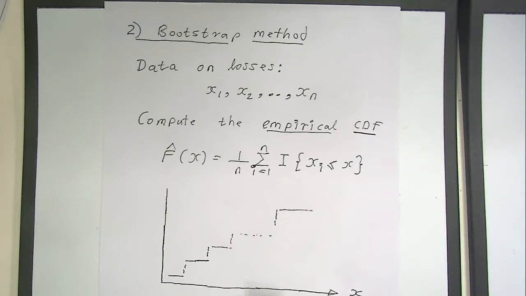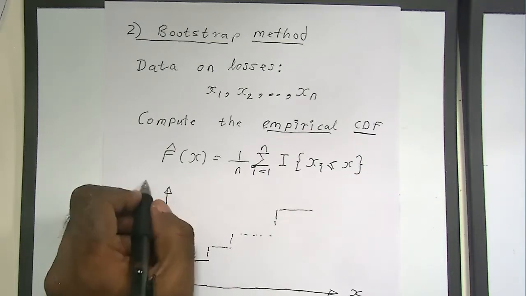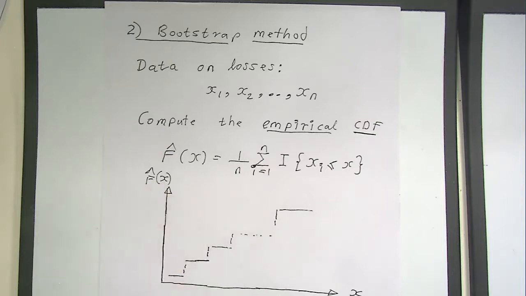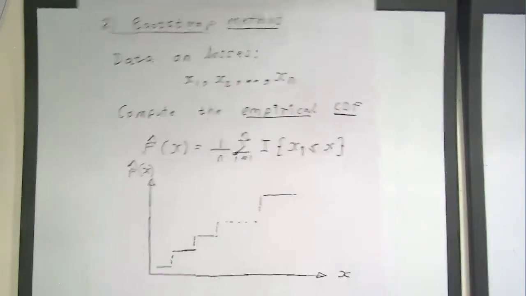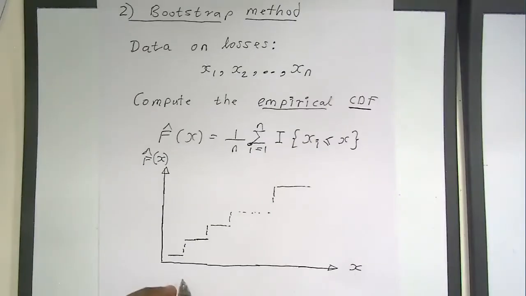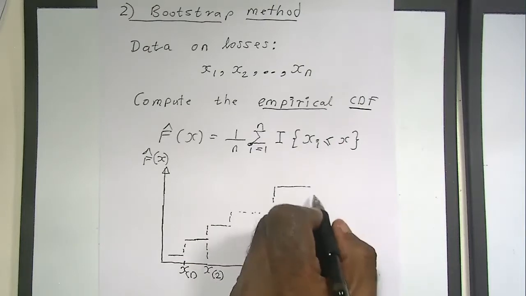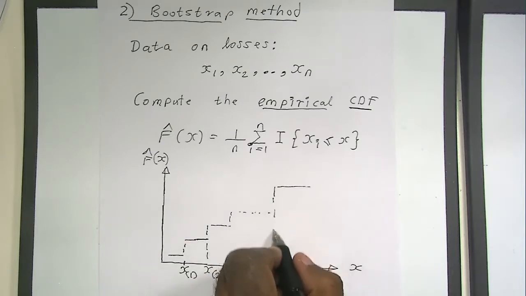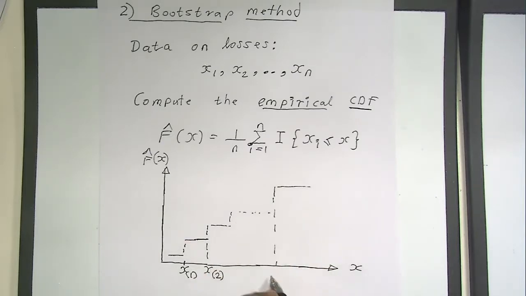This is your x-axis, and this is your f hat x-axis. This will be the smallest data, which is x sub 1, and this will be the second smallest data, which is x2, and so on, until you hit this point here. This will be the largest data, x sub n.